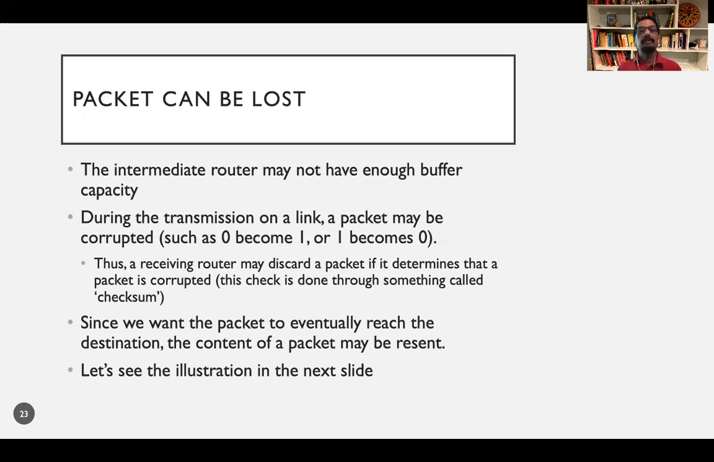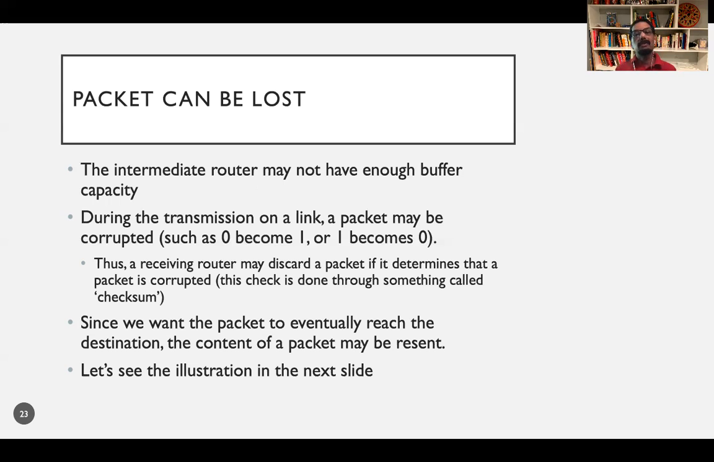The second thing is that during transmission on a link, a packet may get corrupted. A 0 may become 1, and a 1 may become 0. Why? Because, remember, even digitized information is sent as an analog signal on a cable, and the cable may get a power hit or something, and something gets corrupted. The receiving side converts the signal back from analog to digital, and a 0 may become 1 or a 1 may become 0. So a receiving router may discard a packet because it is not a good packet, since it got corrupted during transmission.